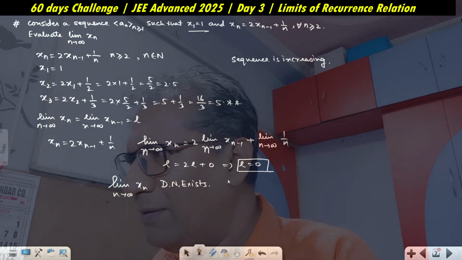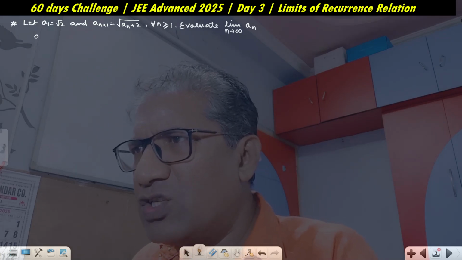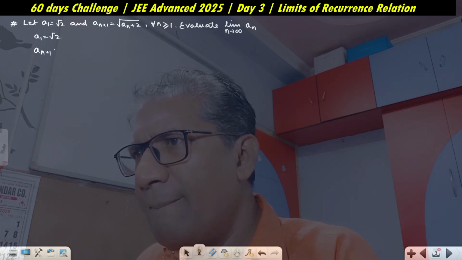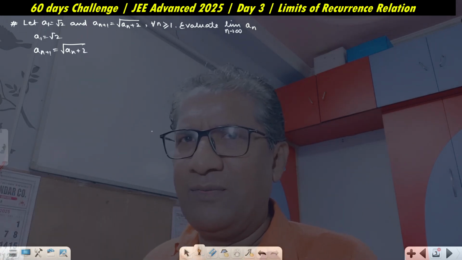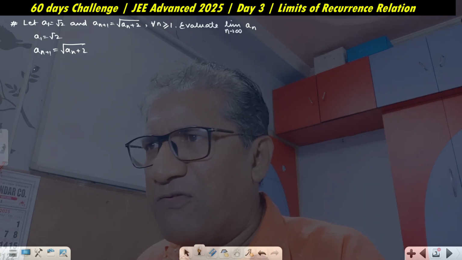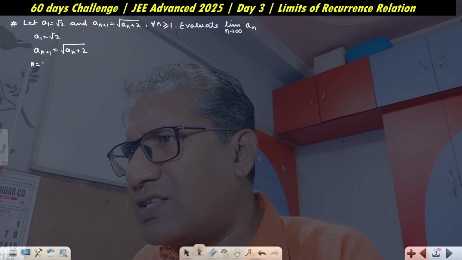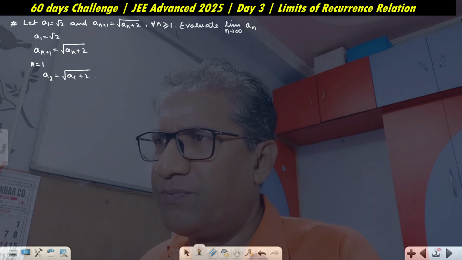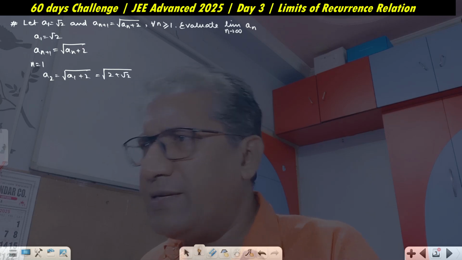Let me take another example. In this question, they have given a1 is root 2, and an+1 is equal to the square root of an plus 2. Have you seen all the recurrence relations are linear? So in this case, I will simply find some initial values to check whether it is increasing or decreasing. Let me put n equals 1. So we have a2 is root of a1 plus 2, that is, root of 2 plus root 2.